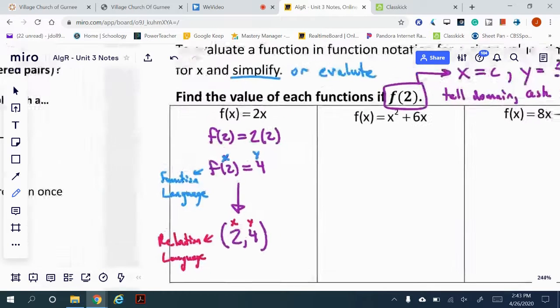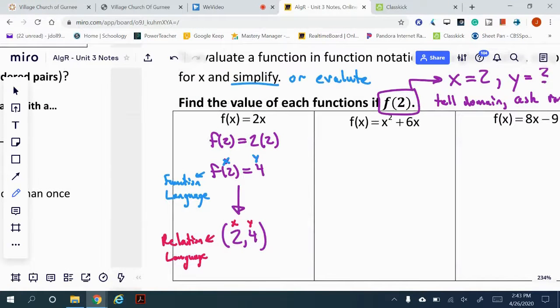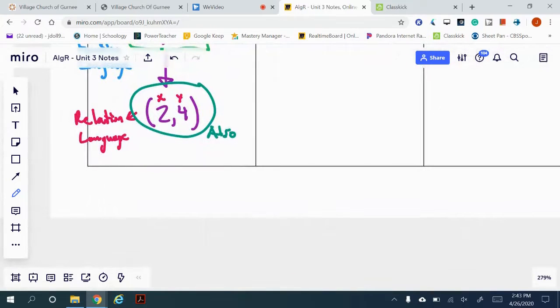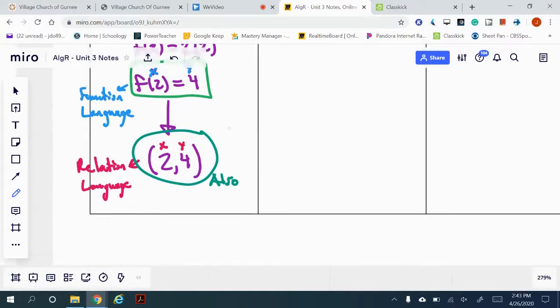Now, here's the one thing, guys. If we start a problem in function language, we are going to be looking for our final answer to be written in function language. If you start in function language, you end in function language. It is totally okay to also include, if you want to include the ordered pair, the relation language, that's fine, but don't just do the relation language in place of the function language. Also is fine, but not only. So you can include also, but not only.